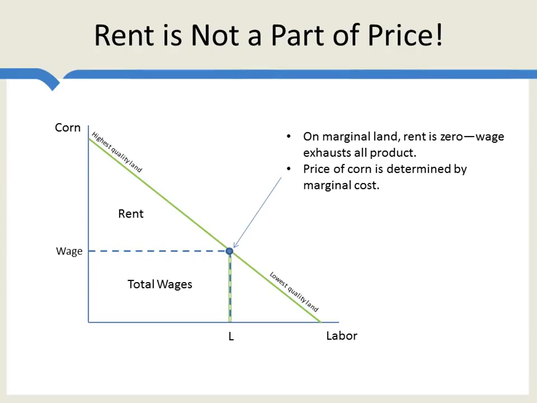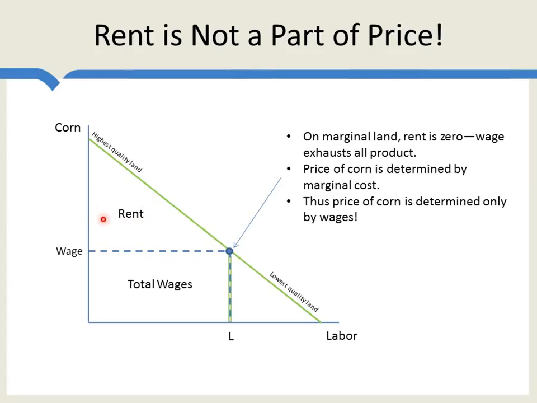Well, it's the same argument we had before. Corn is a uniform good, therefore it sells for the same price everywhere. It doesn't matter whether the corn is produced on the highest quality of land or produced on the marginal land. It sells for the same price everywhere due to competition. Therefore, everywhere the price of corn is going to be equal to the wage on the marginal piece of land. Now notice, that means that the price of corn is determined only by wages. So Ricardo has reestablished the labor theory of value.